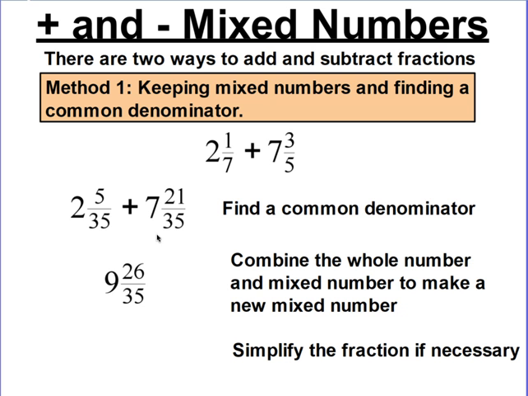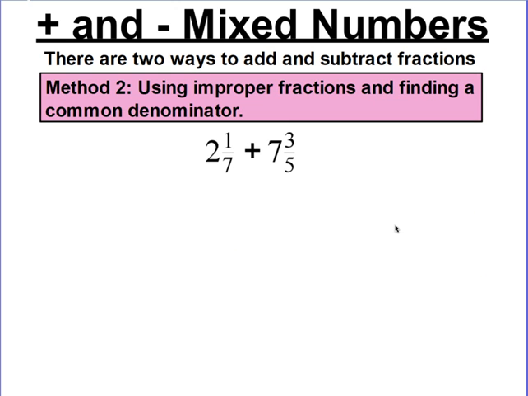So we make common denominators. We change the numerators to match them by multiplying by the same numbers, and then we just add. We add numerators, we add whole numbers. That's it. So let's use method number 2 now with the same exact math problem. We already know what the answer is. It should be 9 and 26 over 35, but we're going to use the second method here.